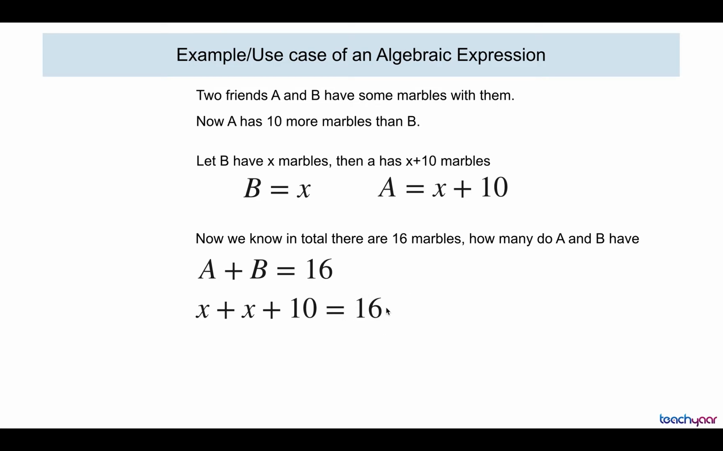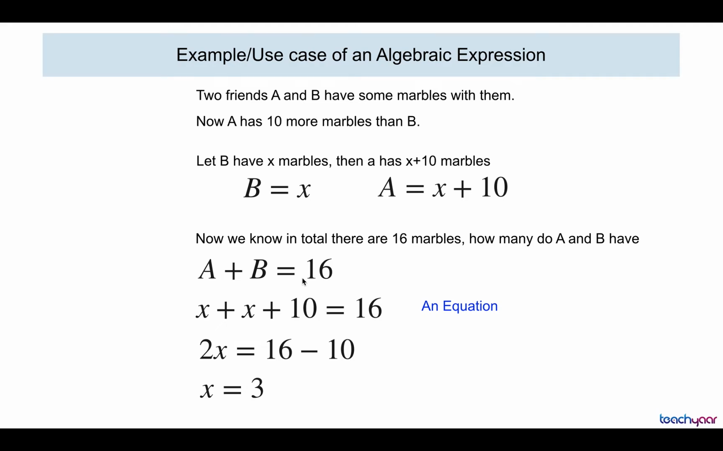Now this is an equation and you can solve it for x. Check out the video we've posted on solving linear equations in one variable, which will tell you exactly how this is done. But in this case you just add them. So you do 2x is equal to 16 minus 10, which means x is 3. X plus x is 2x, and you take the 10 to the other side, and you have 16.